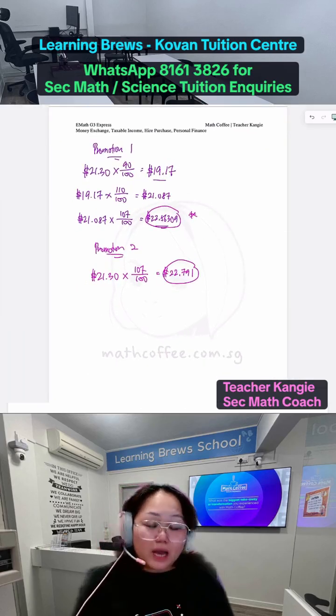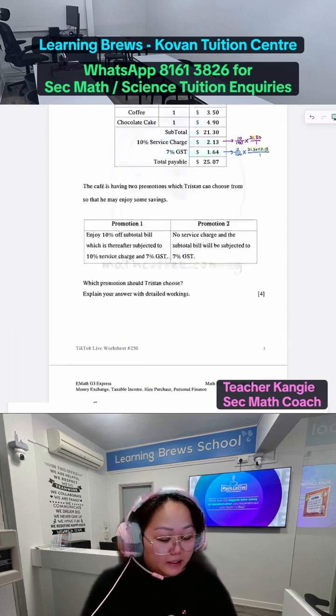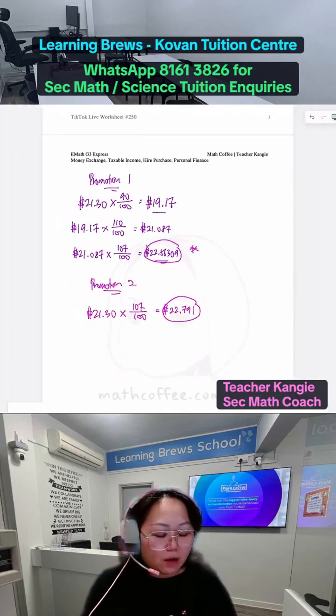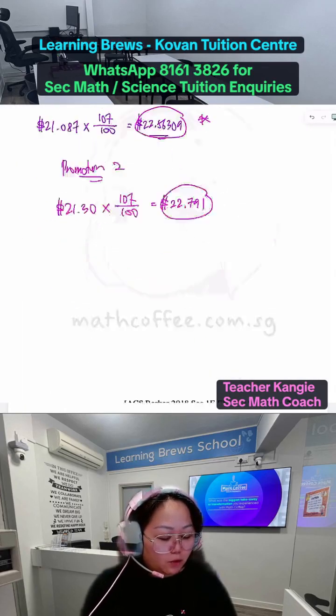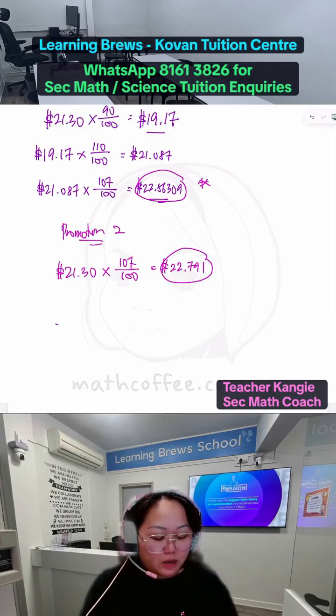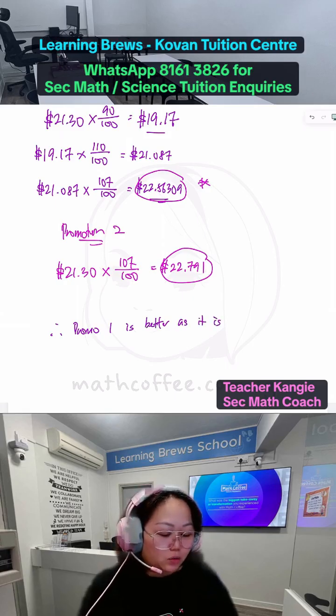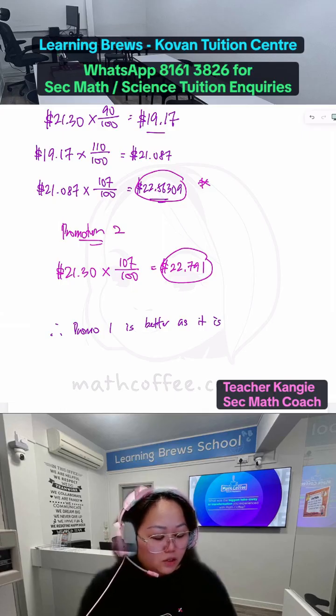So now if you compare this and this, which is cheaper? This is cheaper, correct? You may think that wow, they give lesser by the 10% service charge, but you will not know until you go and calculate. So in this case, promotion 1 is better. That's the right answer. So I will say therefore promo 1 is better as it is how much cheaper? 22.791 minus 22.56309. So I will just say that it is $0.22791 cheaper.